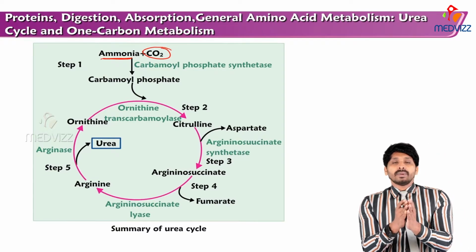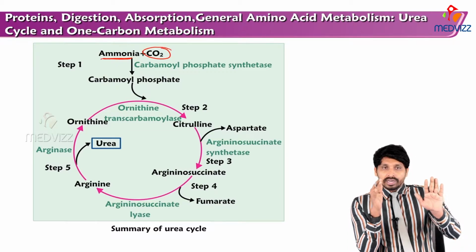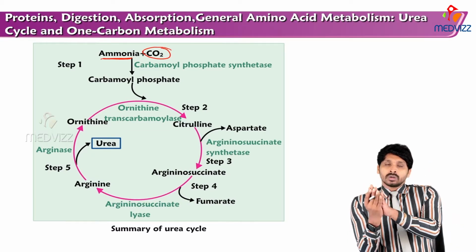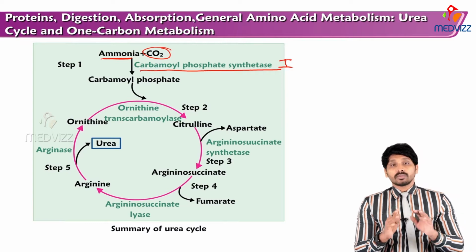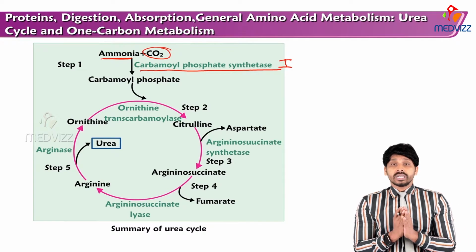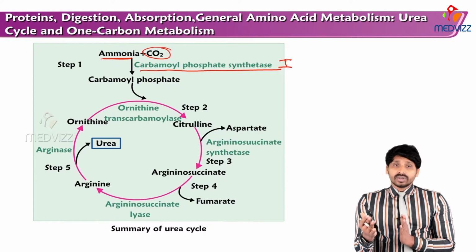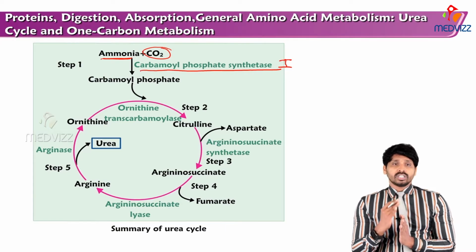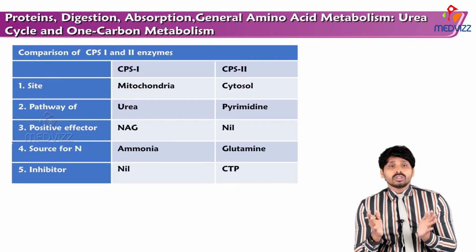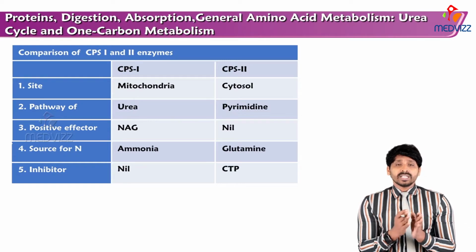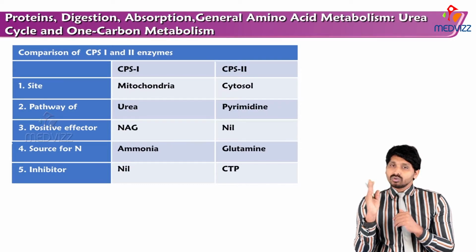Ammonia first combines with carbon dioxide to form carbamyl phosphate. Ammonia is carrying the nitrogen, and this nitrogen combines with carbon dioxide by the enzyme carbamyl phosphate synthetase 1. Why am I saying carbamyl phosphate synthetase 1? Because there also exists carbamyl phosphate synthetase 2. I'll tell the difference between CPS1 and CPS2. First, they differ in location. As I told you, the first two reactions of the urea cycle take place in mitochondria, so obviously CPS1 is located in mitochondria and CPS2 is located in cytosol.